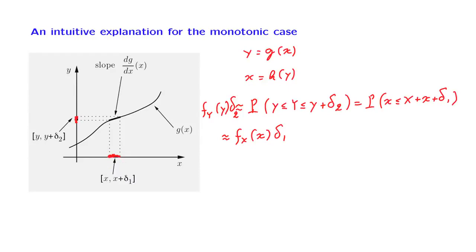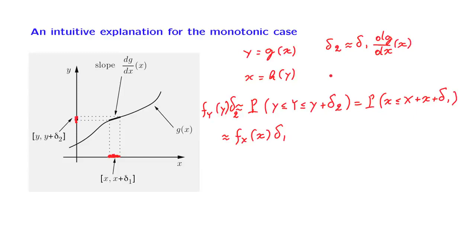If x moves up by an amount of delta 1, how much is y going to move up? It's going to move up by an amount which is delta 1 times the slope of the function g at that particular point. So that gives us one relation: delta 2 is approximately equal to delta 1 times the derivative of the function g at that particular x.